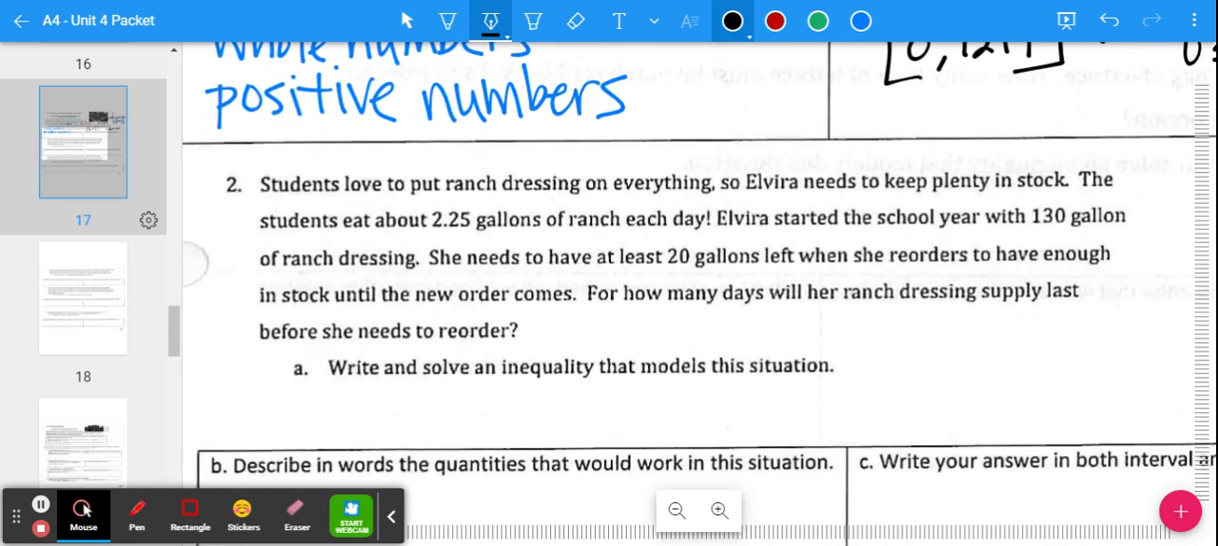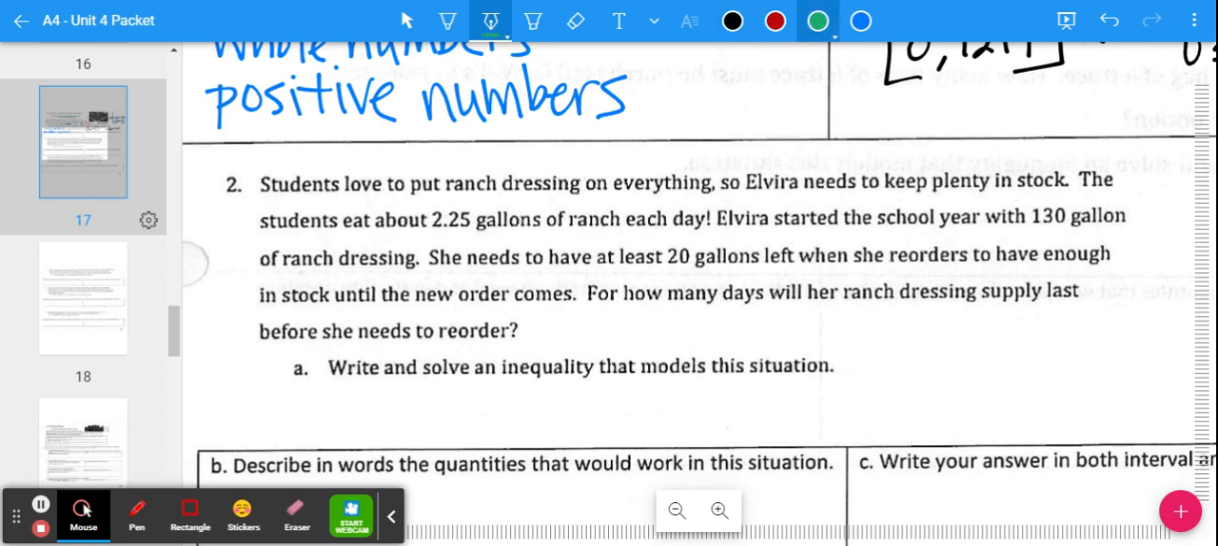Students love to put ranch dressing on everything, so Elvira needs to keep plenty in stock. The students eat about 2.25 gallons of ranch each day. Elvira started the school year with 130 gallons of ranch dressing. She needs to have at least 20 gallons left when she reorders to have enough in stock until the new order comes. For how many days will her ranch dressing supply last before she needs to reorder?